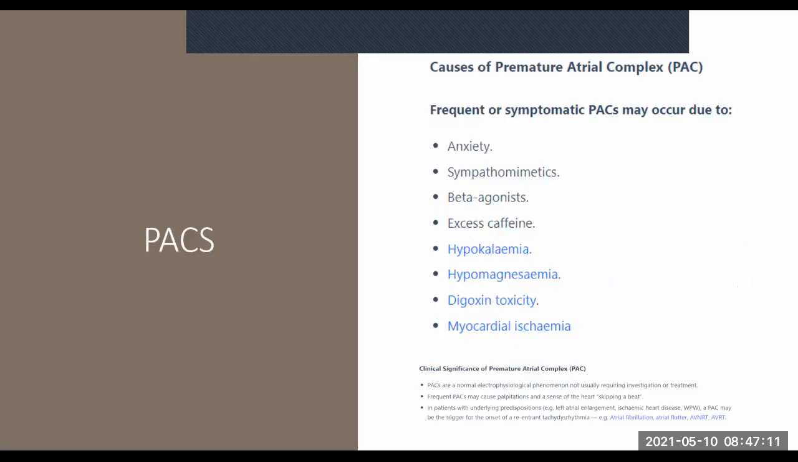So what are the causes? All right, so anxiety can happen. Sympathomimetics. Any sympathomimetics you know? Cocaine, caffeine, right? We're not saying everybody's a cocaine addict, but I'm just giving you examples, all right? Beta agonists, right? Any beta agonists that you know? Salbutamol, things like that, right? Hypokalemia, hypomagnesemia, like we said, we look at those sort of things.